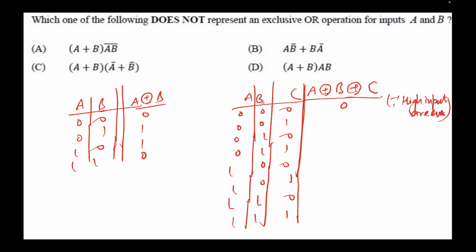Now see here, the number of inputs which are high. Only C is high, A is 0, B is 0. So the number of inputs that are high is 1. Hence this will be true. Similarly, the number of inputs that are high in this expression is 1. Only one input is high. So again it would be 1. Here the number of inputs that are high is 2. 2 inputs are high in the 4th row.